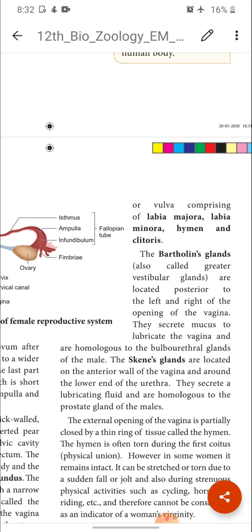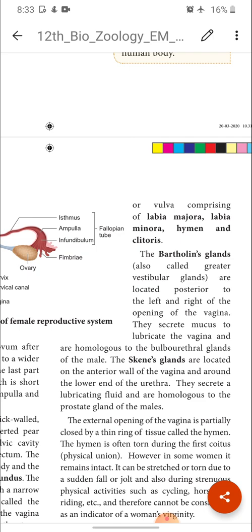Then here, bulbourethral glands, also called greater vestibular glands, are located posterior to the left and right of the opening of the vagina. Okay, let's see about them. Like the male reproductive system, the female reproductive system also has Bartholin's glands. Bartholin's glands, otherwise called greater vestibular glands, are located posterior to the left and right of the vagina. Okay, vagina you know very well. Above, in the posterior region of the vagina, on both sides, right and left, it has Bartholin's glands.